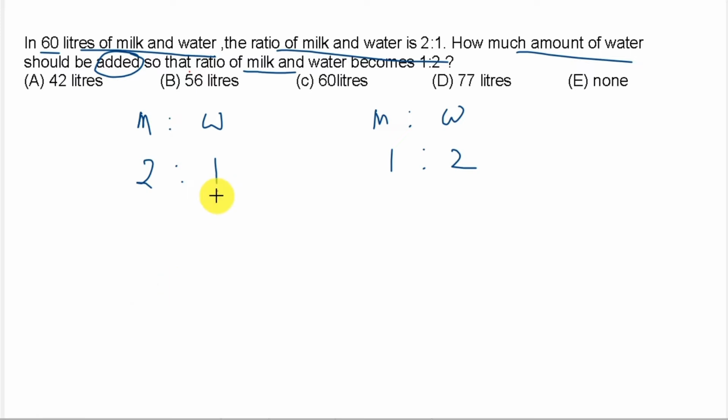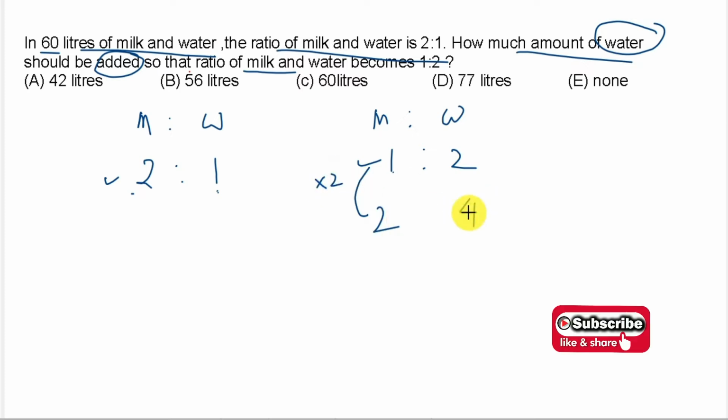First of all, let's understand here. Whenever we add here, what we add is water. So the amount of milk will be the same, because according to the question only water is added. So no change in the milk amount. What is the milk amount here? 2. What is the milk amount here? 1. So we have to make it 2, so multiply by 2. It will become 2:4. Now the milk amount is equal.